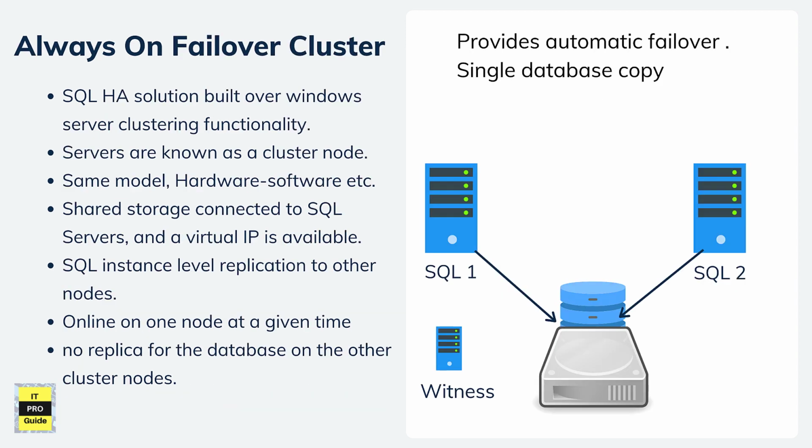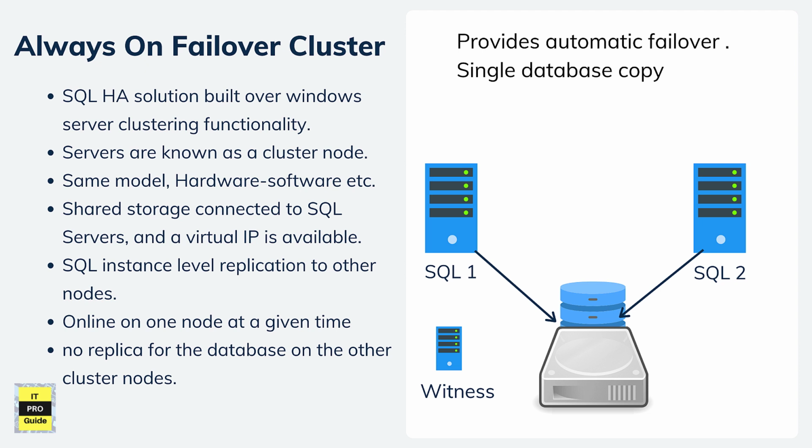Then we have the Always On failover cluster. The Always On failover cluster option is built using the Windows failover cluster. Windows failover cluster is also used for hypervisor failover. With this Windows failover cluster, you can have an Always On failover cluster SQL high availability solution. Each server participating in this failover cluster is known as a node, and they should be the same model, same hardware, same software versions and so on.